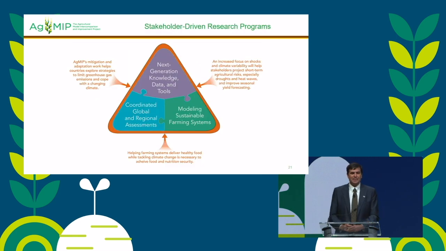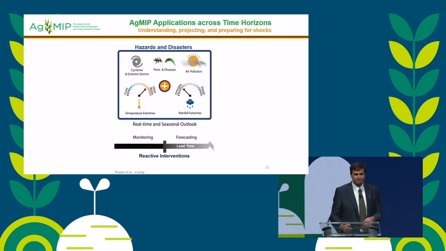So behind AgMIP is the fundamental drive to produce this next generation set of knowledge, data, and tools to apply these models to understand sustainable farming systems and the options and costs and benefits related to those, and to perform coordinated assessment at both global and regional scales so that we can understand the implications of the various challenges and the various decisions being made in the agricultural sector and among others that are influencing the agricultural sector.